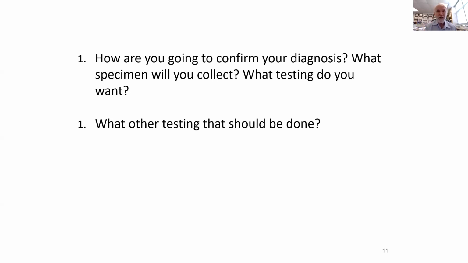and IGRA test. Other tests you're going to want to do are probably just a routine CBC and CMP, to check his liver enzymes and kidney function, because if you put him on therapy, you're going to want to make sure his organs are working well. So those are the important tests to consider. Any questions so far on that?